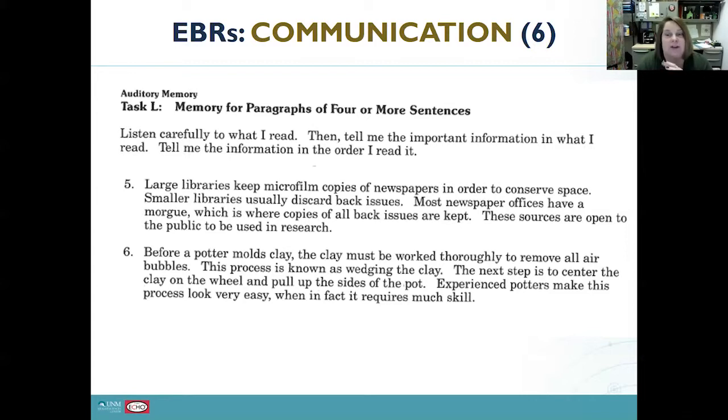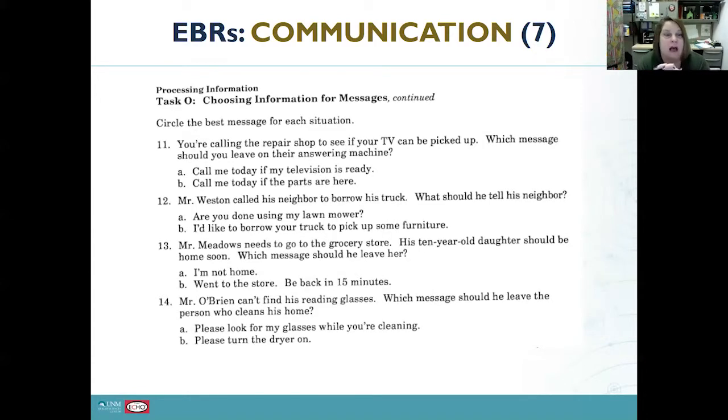Another task is how to choose the correct information. So this is the next slide. We give them some options, and all of these, I don't give these as a worksheet. I use these items to then have a conversation with my patient. So we'll talk about calling the repair shop to see if your TV can be picked up, which message should you leave on their answer machine. Again, these are for more severe people with communication problems, but this is an example of some tasks that we would do if someone isn't always appropriate or doesn't know how to get straight to the point in their communication interactions.